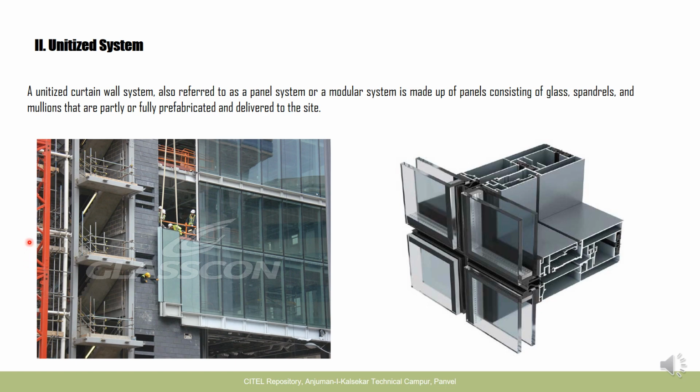Now coming to the second type of system in curtain wall, that is the unitized system. In the unitized system, as you can see, these panels are prefabricated and then delivered on site. The fixing of panels happens on site, but they are partially or fully prefabricated, so it helps in saving a lot of time.